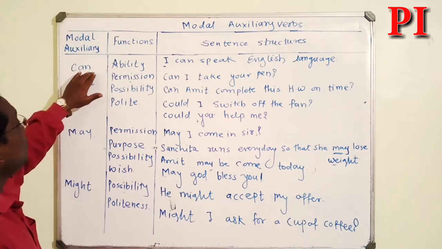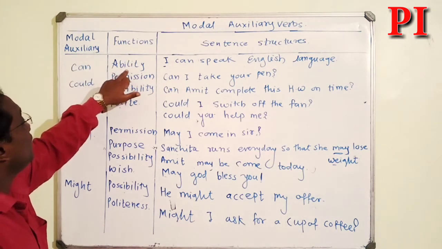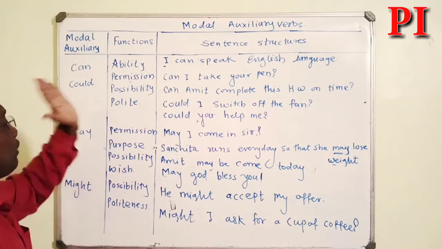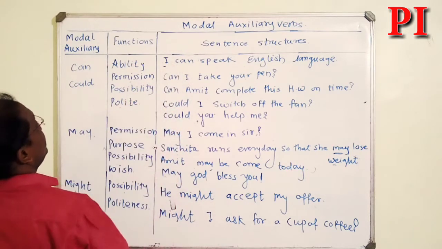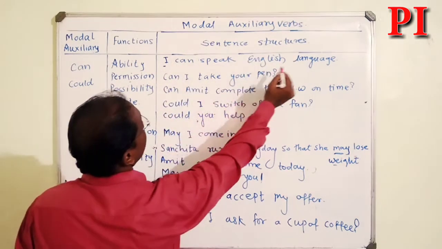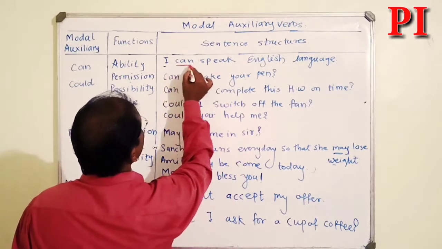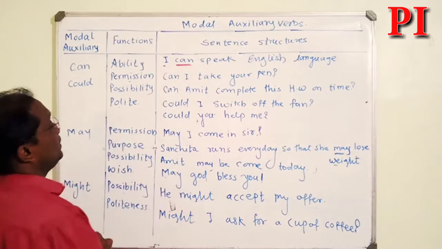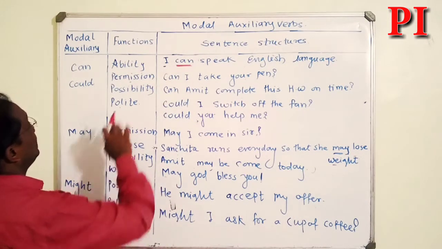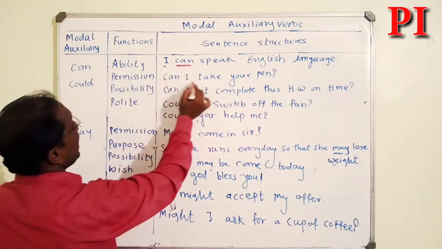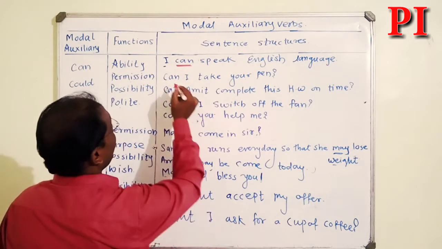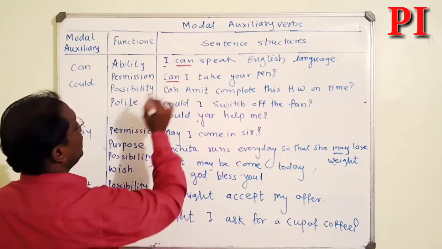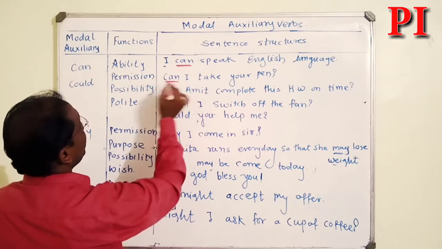Can is a modal auxiliary verb used for ability, permission, possibility and politeness. According to that we will prepare sentences here. I can speak the English language. Here can is used for ability. Then second sentence, permission: Can I take your pen? When one person takes permission from another, at that time we use can.